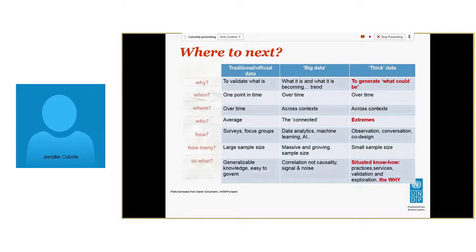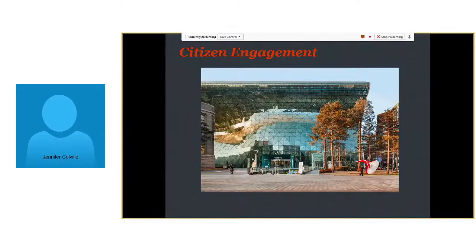Maybe just to sum up, well, let me go back to this. There's a lot of data running around, and we're really excited to be able to tap into it as part of our development process, whether it's used for planning, for implementing, for monitoring and evaluation.